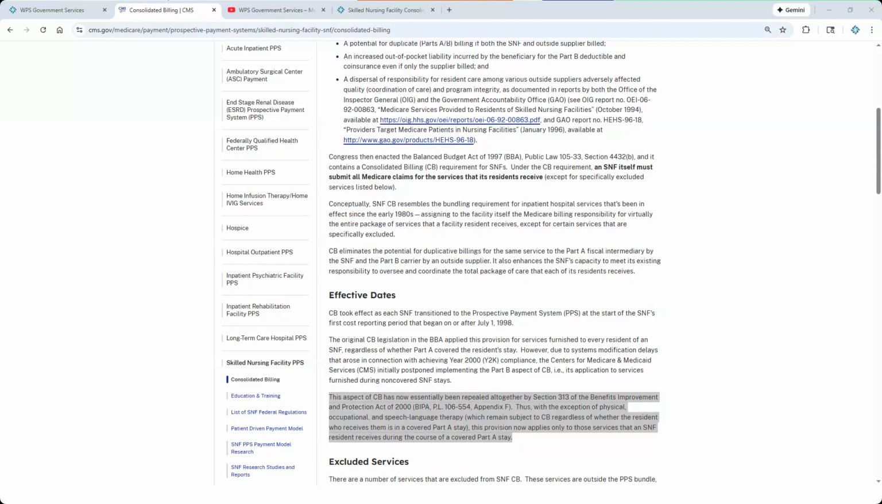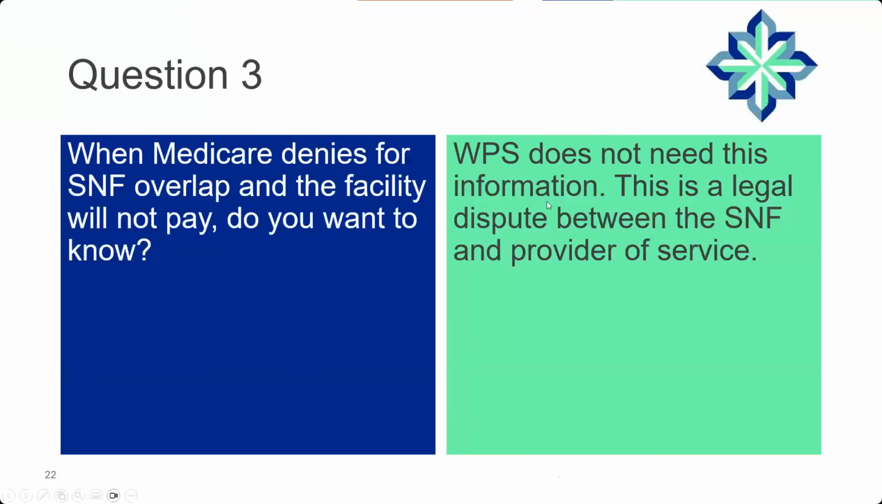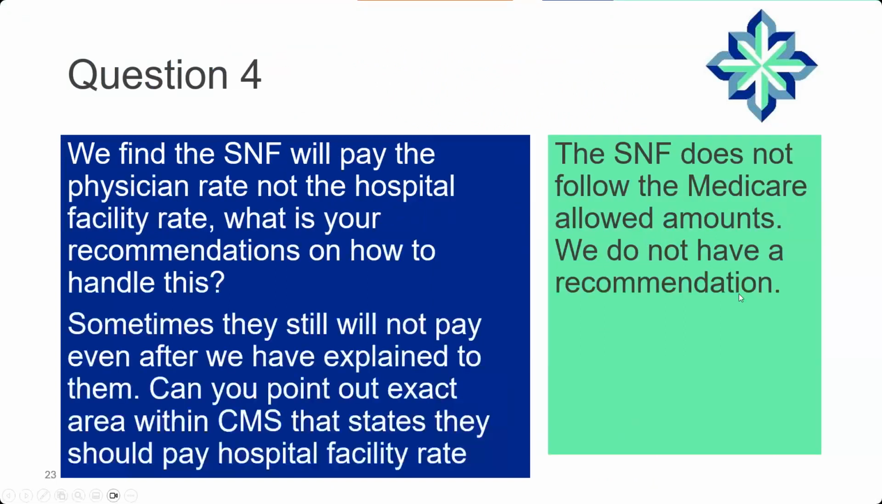All right. So again, WPS is not involved. We don't need that information. We can't help you in any way, shape, or form. We find that the SNF will pay physician's rate, not the hospital rate, what is your recommendation on how to handle this? Sometimes they still will not pay even after we explain to them. Can you point out the exact error within the CMS that states they should pay the hospital rate?